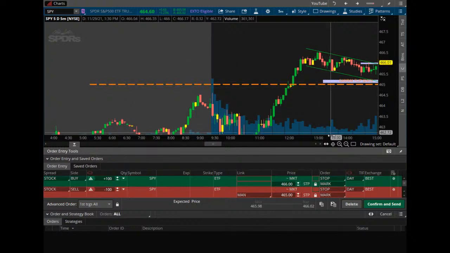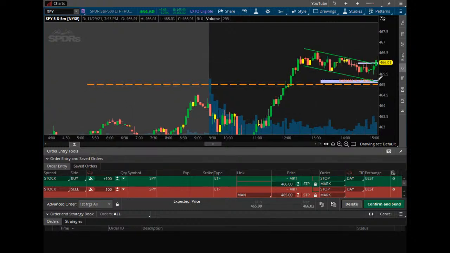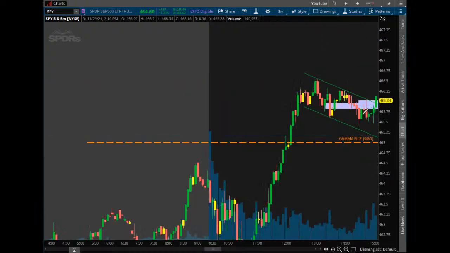So the idea here is today we broke out of the flag right here. At that point on the breakout, what I would normally do is just bring the stops up right here if we're showing that we're getting confirmed up here. So you need to account for that in your trading plan. That's one of the big things that we're going to hammer home this week. You need to account for that in your trading plan.